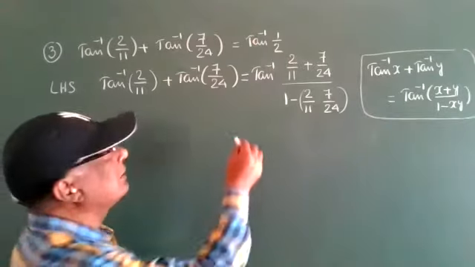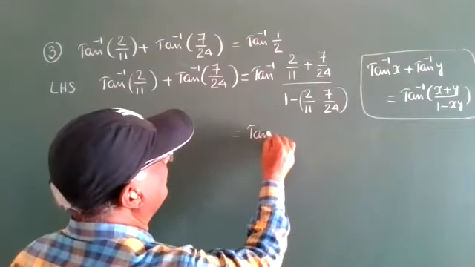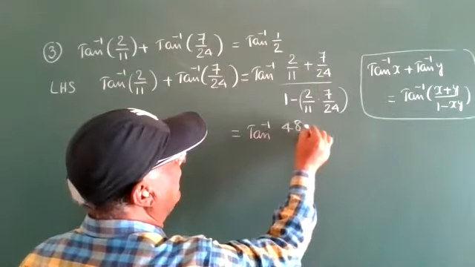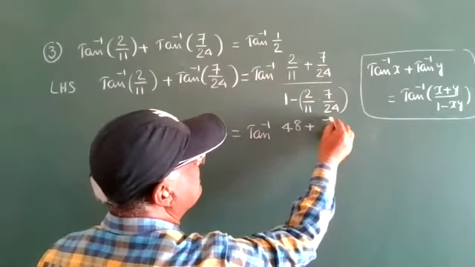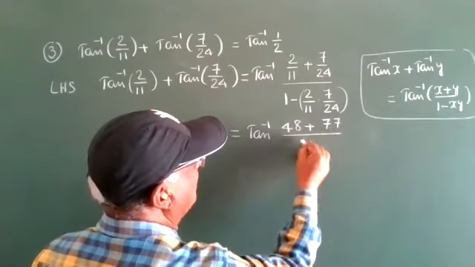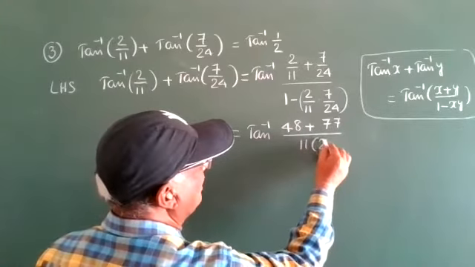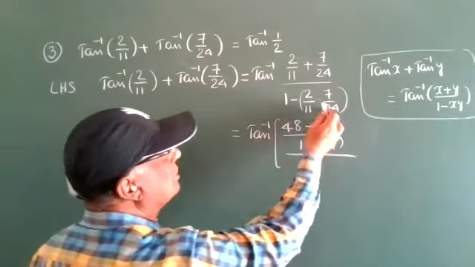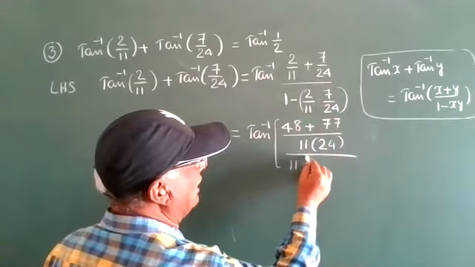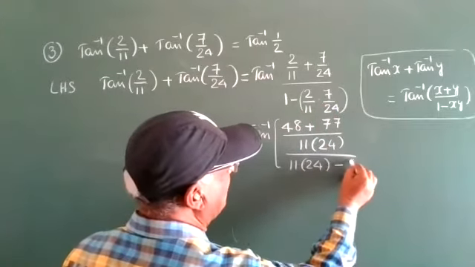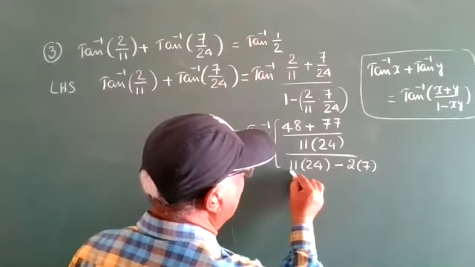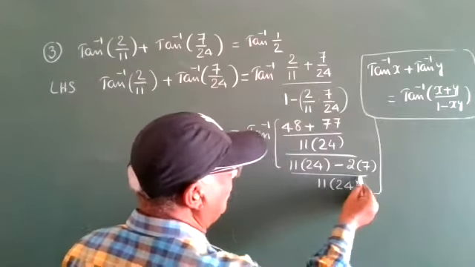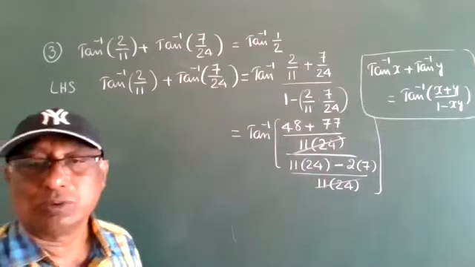Now simplify. Tan inverse of, numerator: LCM, 2 into 24 is 48 plus 11 into 7 is 77, by denominator 11 into 24. Then in the denominator, cross multiplication: 11 into 24 minus 2 into 7. LCM is 11 into 24. These two are cancelled.